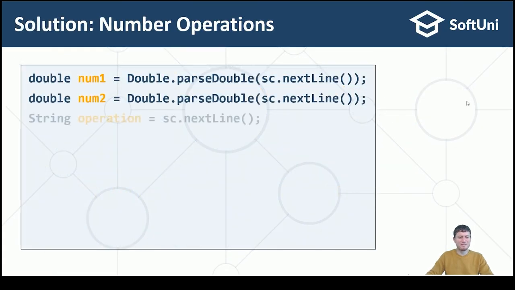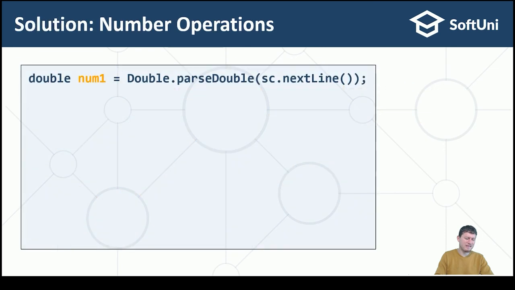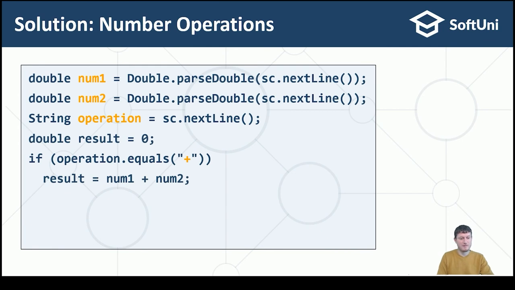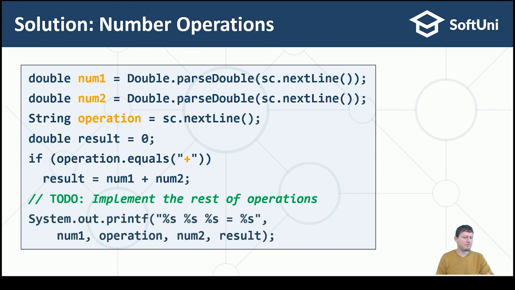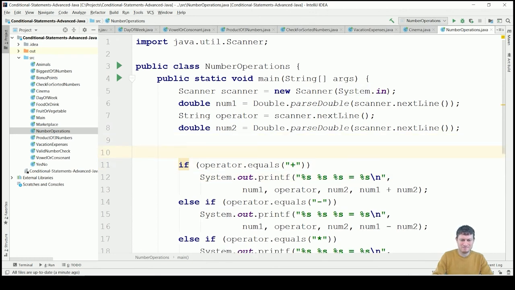So let's go ahead with the solution I had in mind before the start of the... Oh, but the operation is last. 10, 12, 10 plus is last. Okay, we can change the order. Here, if we have plus, we calculate the result. If we have minus, we calculate the result, etc. And finally, we print number 1, operation, number 2, result. This works even better, because we have only one printf.